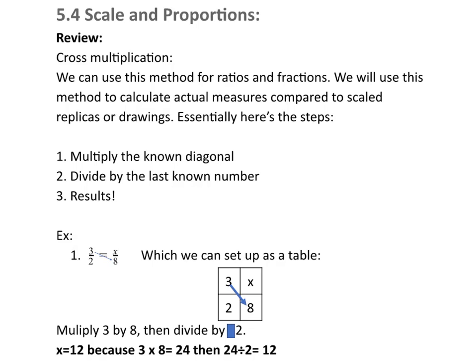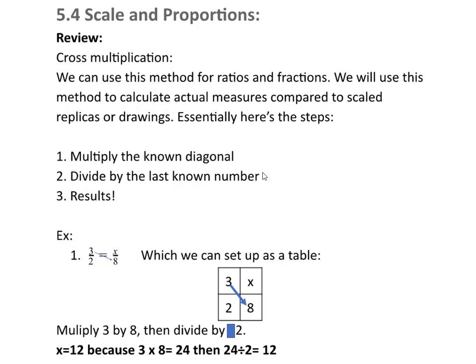So with cross multiplication, we use this method for ratios and fractions. We use this method to calculate actual measures compared to a scaled replica or drawing, or vice versa. So going from the actual measure and figuring out how big it would be on a replica. So essentially, here are the steps. Step 1, multiply the known diagonal. So in our example 1, we have 3 and 8. We know 3 and 8, so we'll be multiplying those.